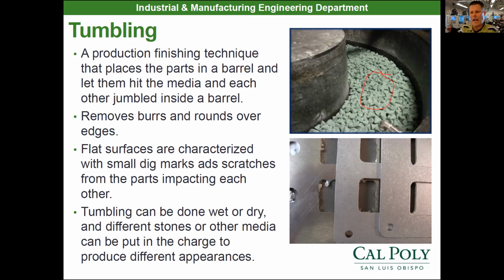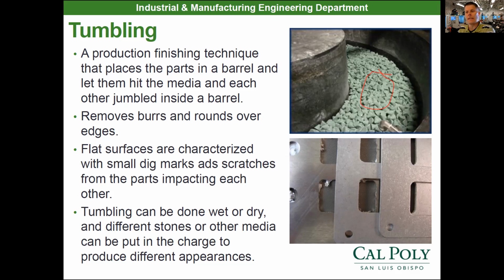And the media is scratching the corners of the parts and basically just making sure that all the edges and the corners are nicely rounded over, so we don't have any burrs on our part. Now you can get different types of media where you can get a shiny finish, or you can get more of a satin finish. But that's what tumbling is.